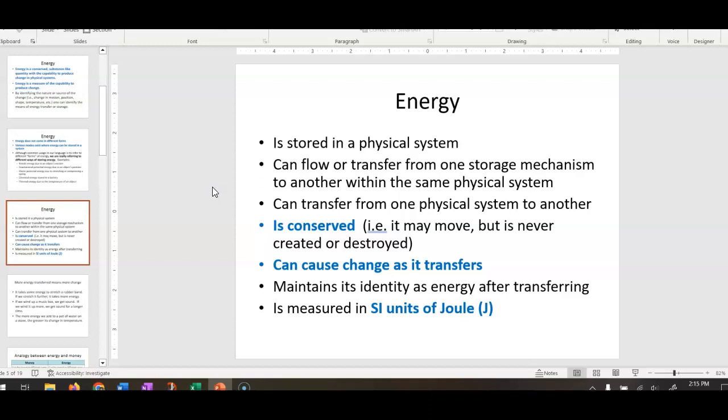As it moves between storage modes, so that it's stored differently, or even if it moves from one object to another, it causes changes that you can observe. But even after it moves, it is still energy, okay? And so we should be able to track where it is. And the metric unit for measuring energy is called a joule, which is represented by an uppercase J. Okay, energy is measured in joules.